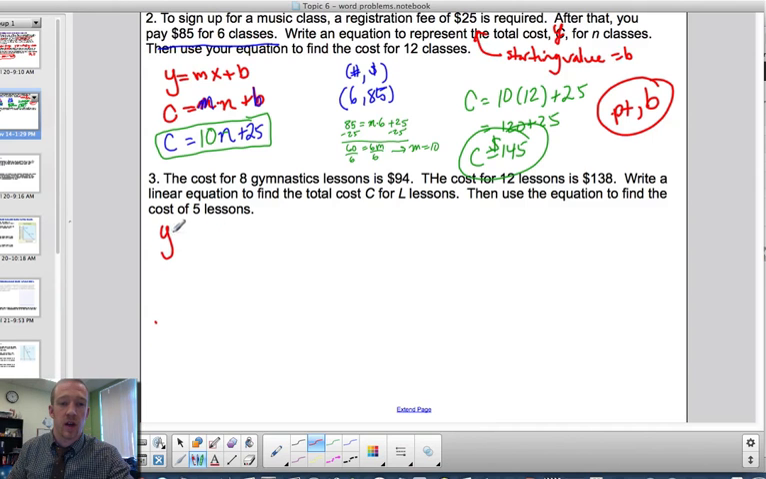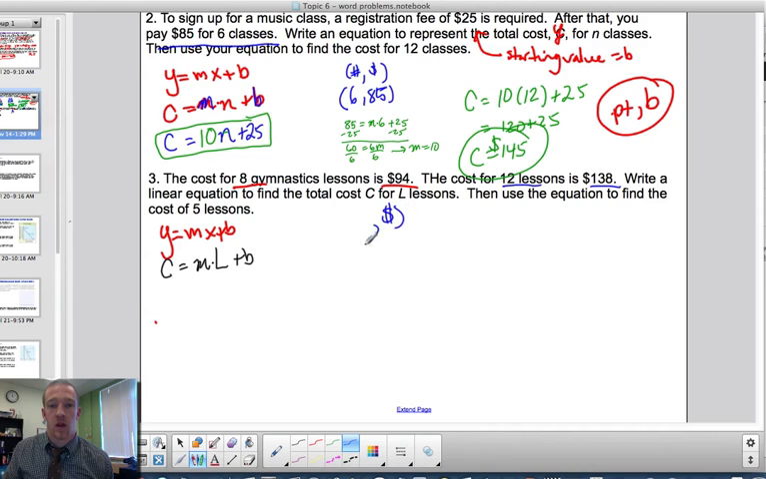So first we need to find some sort of equation that looks like this. Again, we've changed the variables to be more appropriate for our problem. So the cost is equal to the slope times the number of lessons plus the initial cost, the starting value b. Here we have 2 points. We have 8 classes goes with $94 and 12 lessons goes with $138. Our cost is our y, and the number of lessons is our x.